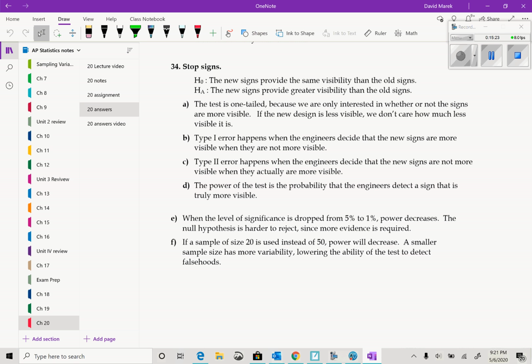So if you want higher power, you use a bigger sample size. If you want higher power, you use a bigger level of significance. Hopefully that clears up a few of the issues there. Again, take a look at this, rewind it as much as you want, and good luck on that quiz.